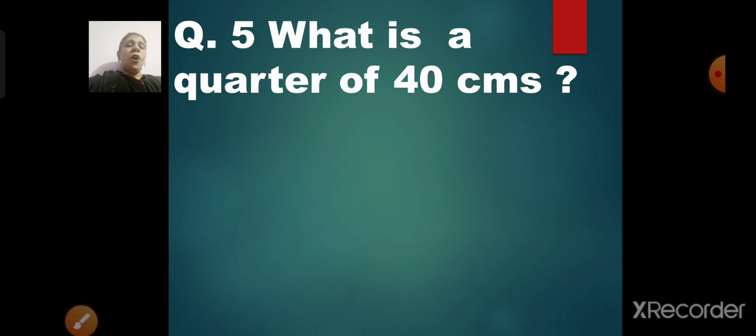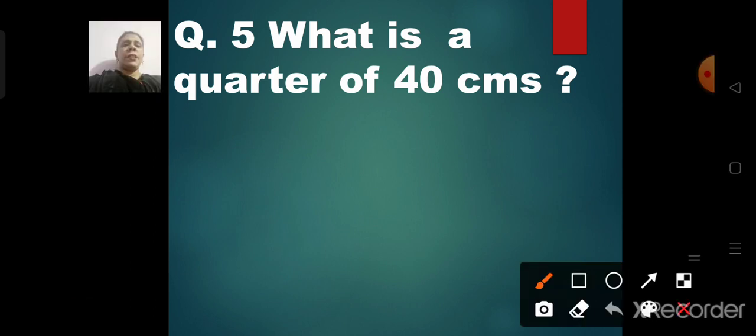What is a quarter of 40 centimeter? See, this is a whole. When I divide it into four equal parts, but this whole is of 40 centimeter, so one part will be how much? This will be 10, 10, 10 and 10. 10 fours is 40. So 10, 20, 30 and 40. 4 tens will make the whole.